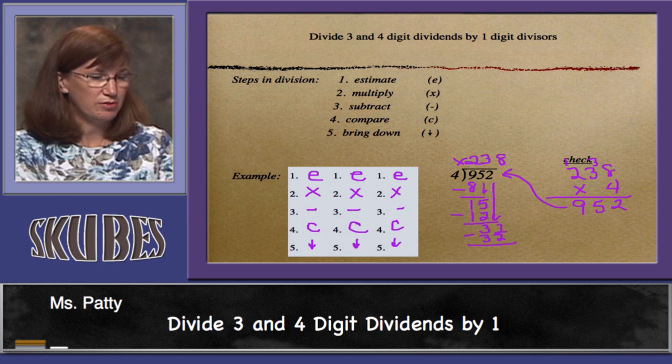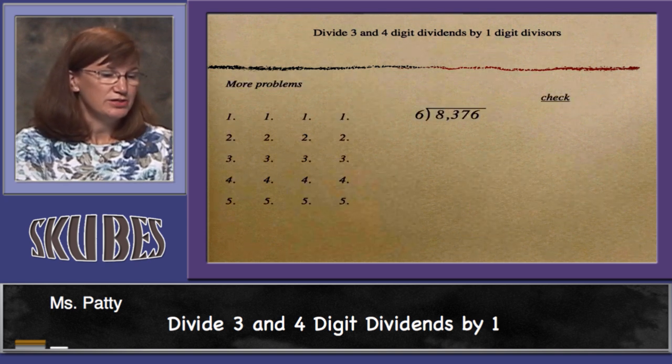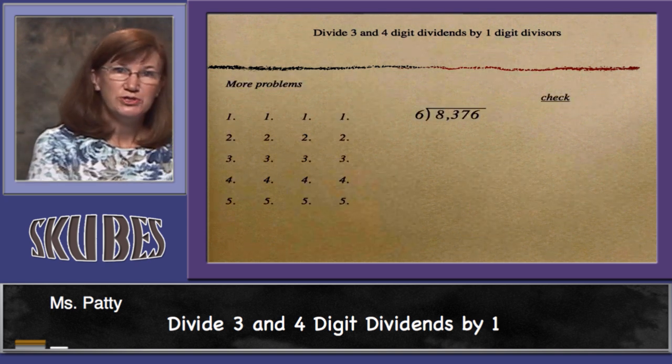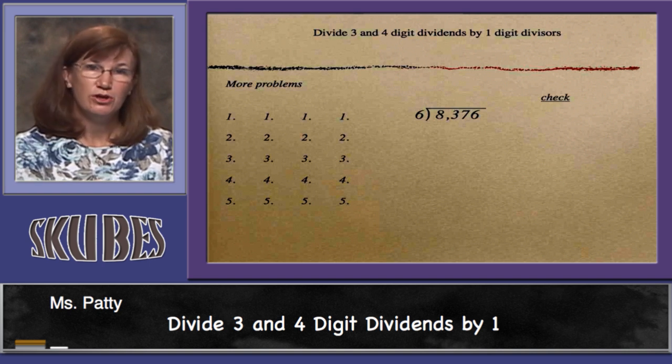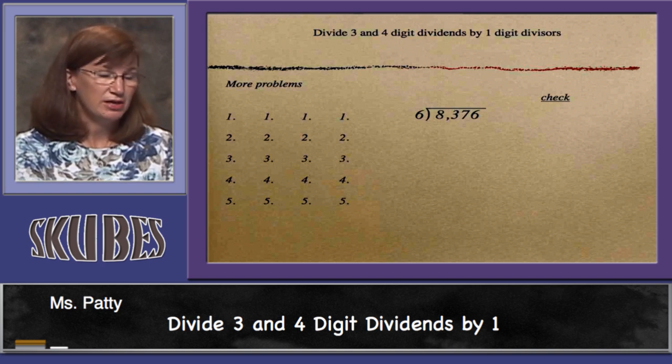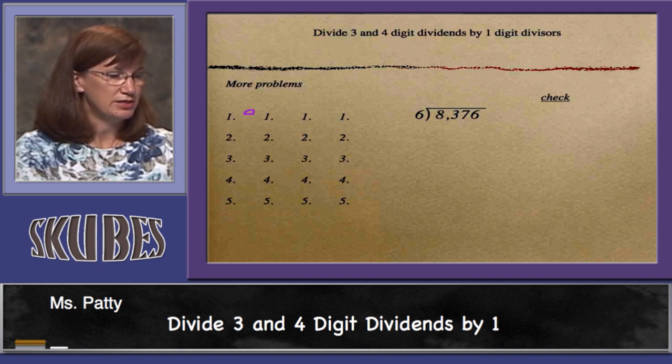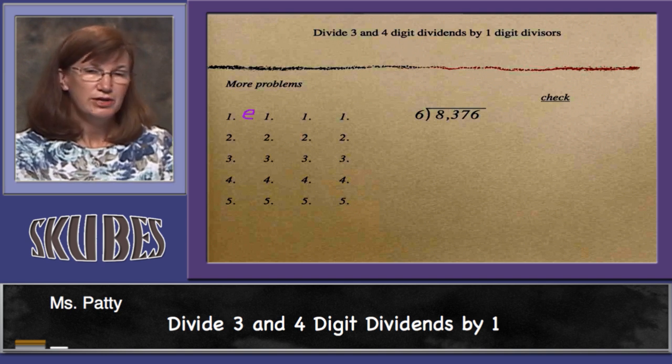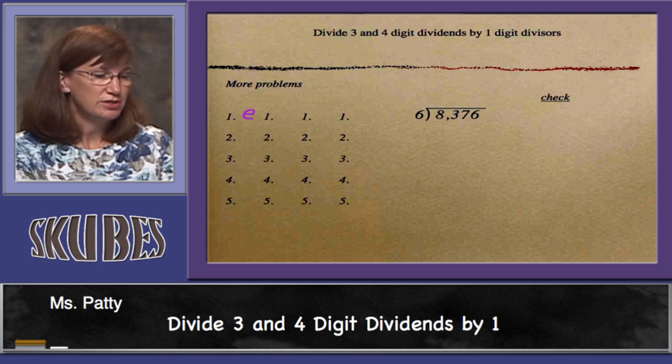Let's do another practice problem. This one's a little bit longer. We've got 4 numbers in our dividend, but we go through the steps just the same, and we'll check it just as we did the other one. So step number 1, let's estimate. We have 1 number in our divisor, so we're only going to divide 1 number in our dividend. 8 divided by 6. That would be a 1.